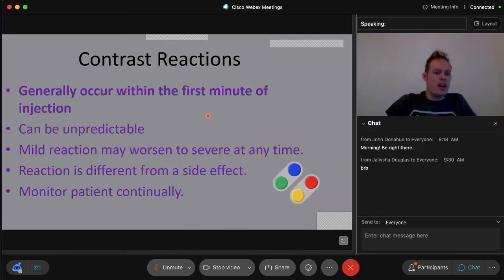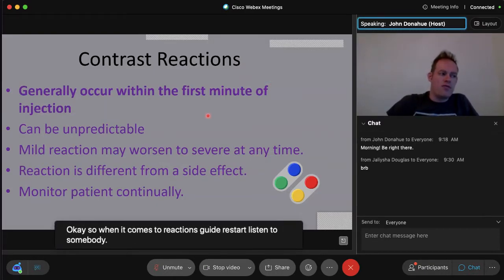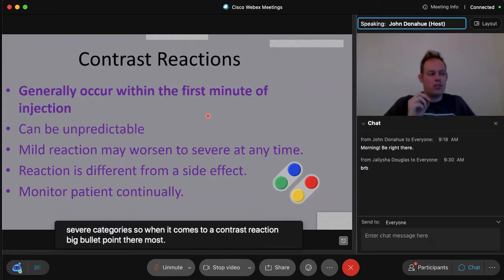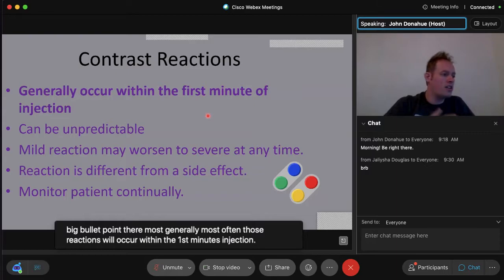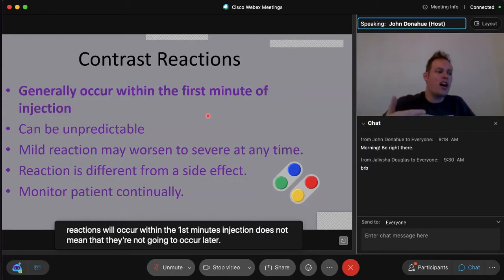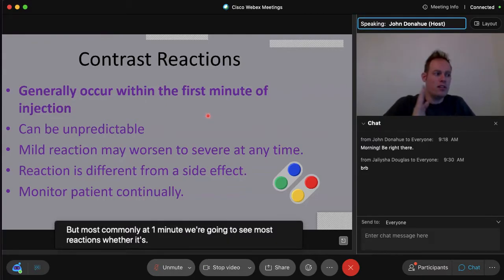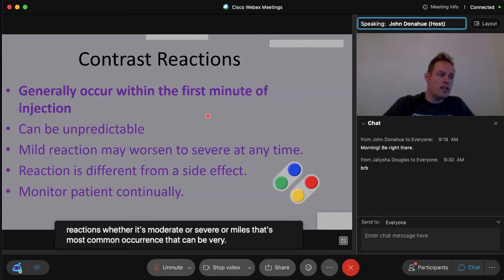Okay, so when it comes to reactions, guys, we're going to start listing some of these reactions. We're going to classify them in the mild, moderate, and severe categories. So when it comes to a contrast reaction, big bold point there, most often, those reactions will occur within the first minute of injection. Does not mean that they're not going to occur later, but most commonly, at 1 minute, we're going to see most reactions, whether it's moderate, severe, or mild. That's the most common occurrence. They can be very unpredictable, obviously.